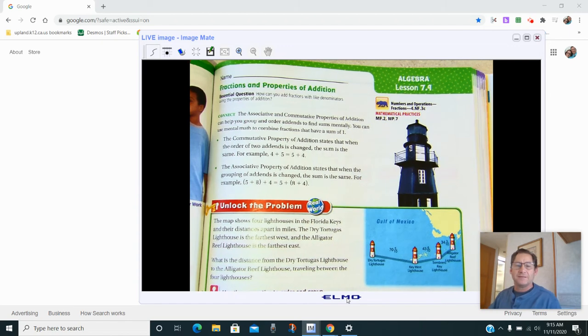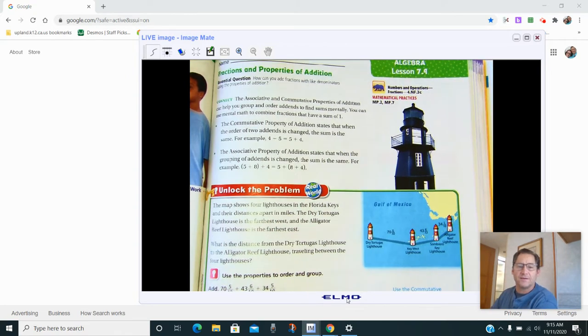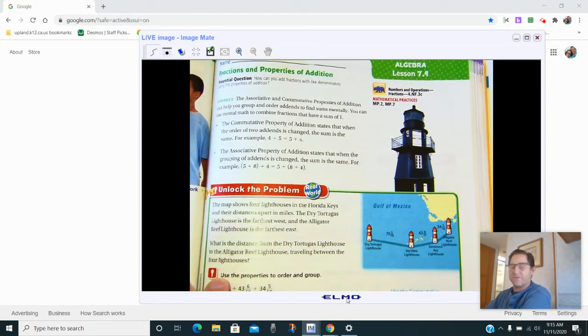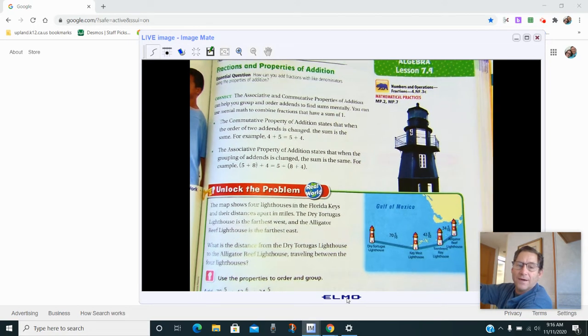Hello. Today's lesson is fractions and properties of addition. So let's go ahead and review some of those properties that we've talked about earlier in the school year. The associative and commutative properties of addition can help you group and order addends to find sums mentally. You can use mental math to combine fractions that have a sum of 1.